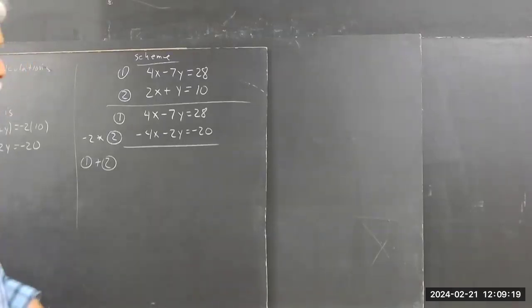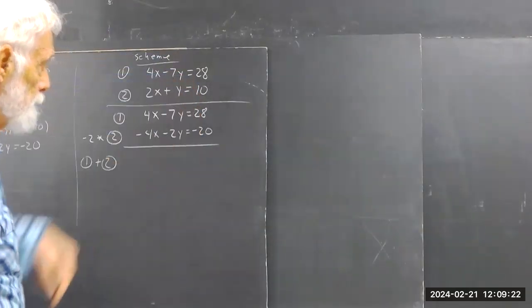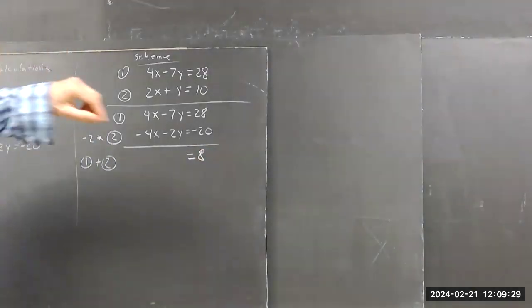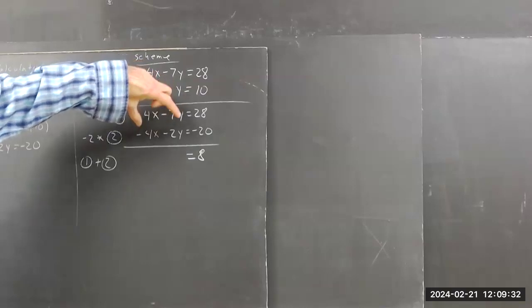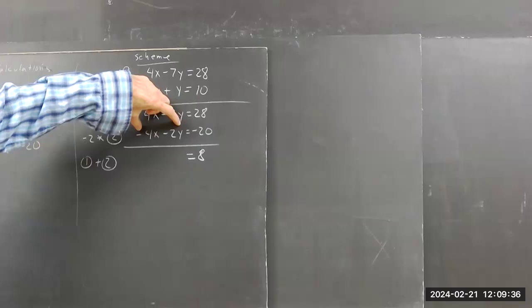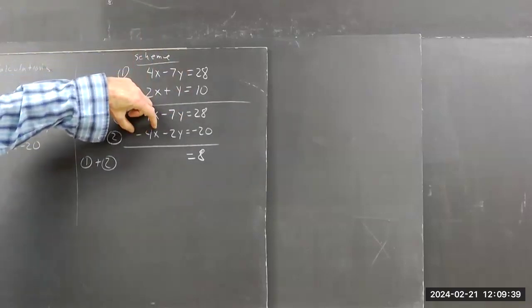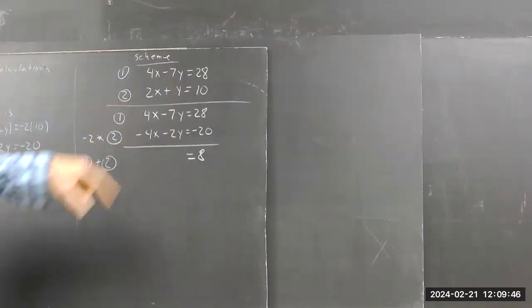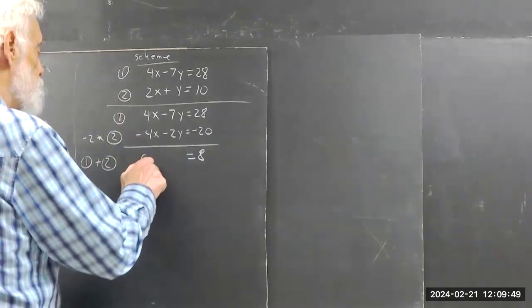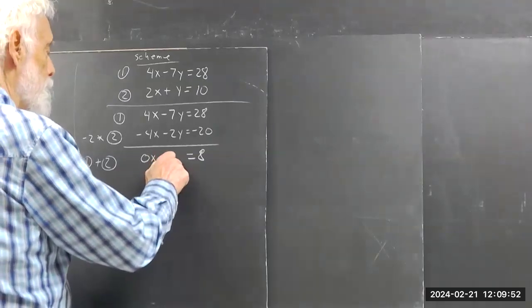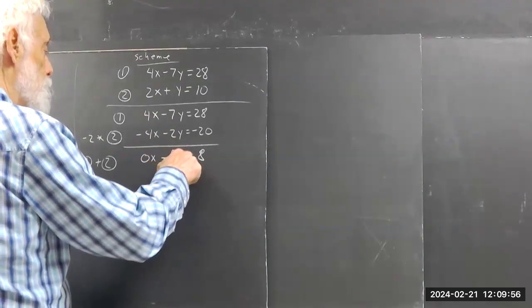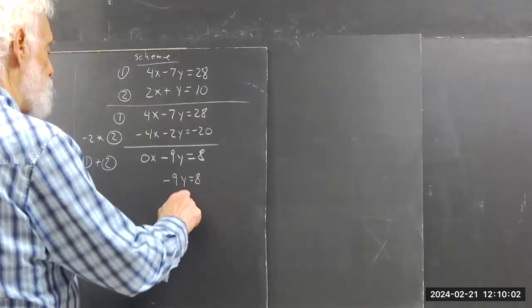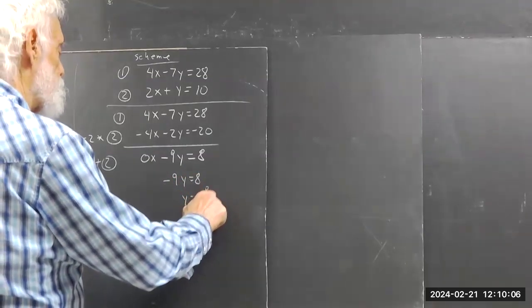Okay, so what do we do? Well, it's easy to see what we do over here. We add 28 and negative 20. 28 and negative 20 is 8. And we're going to add 4x minus 7y to negative 4x minus 2y. Meaning, among other things, the 4x is going to be added to the negative 4x, and this negative 7y is going to be added to negative 2y. So if we have 4x and negative 4x, we get 0x. And negative 7y and negative 2y is negative 9y. So that tells us that negative 9y equals 8, so y equals negative 8 ninths.